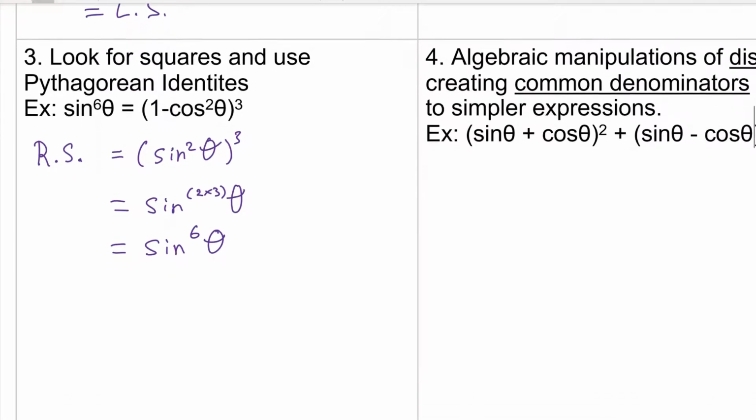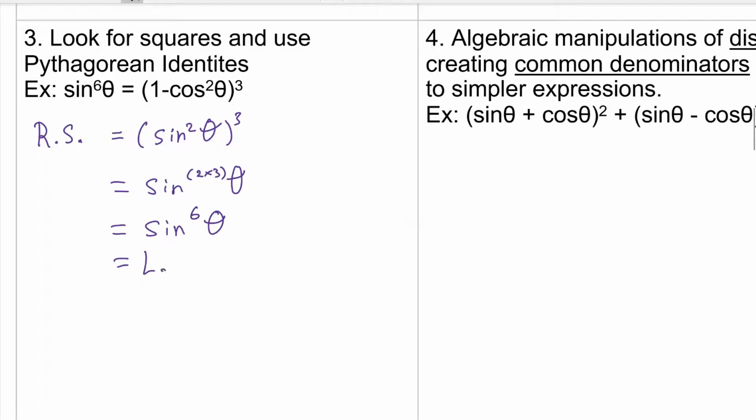And look at that, that's actually the same as my left side. So my right side equals my left side, and I'm done.